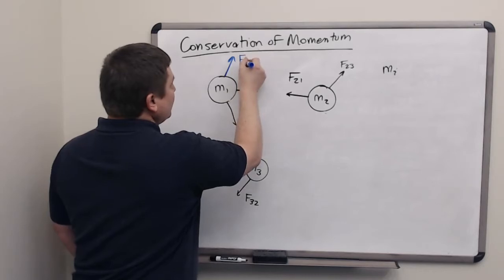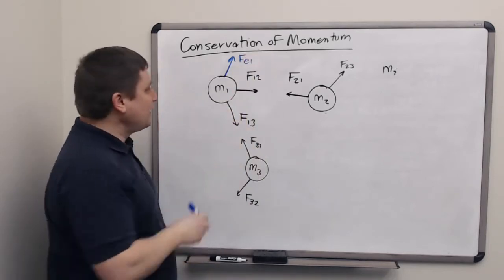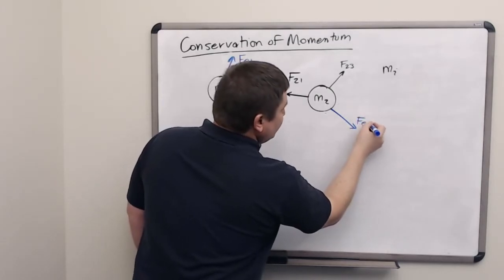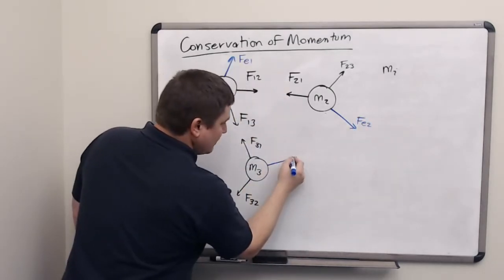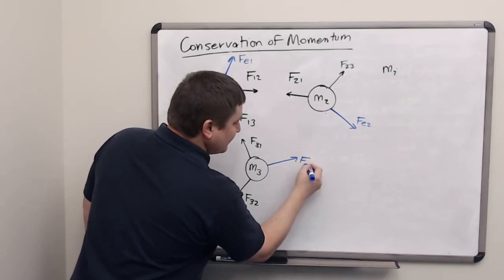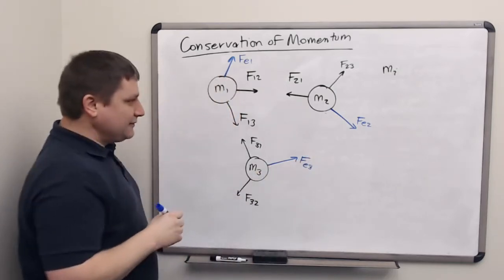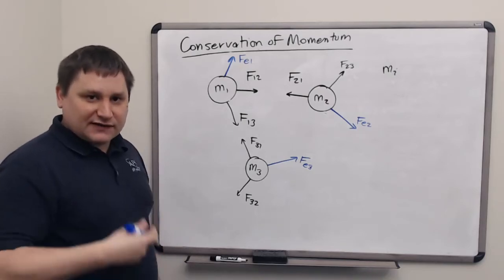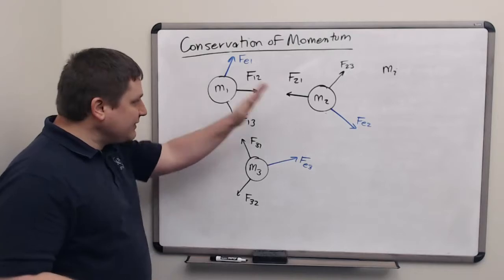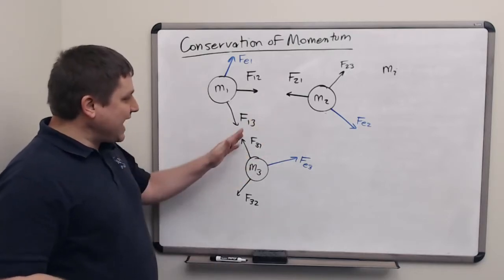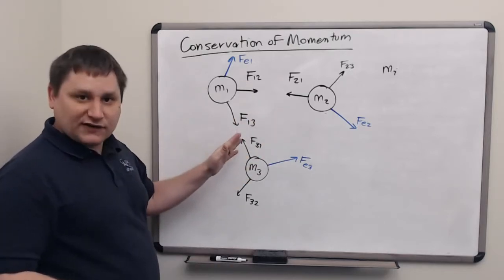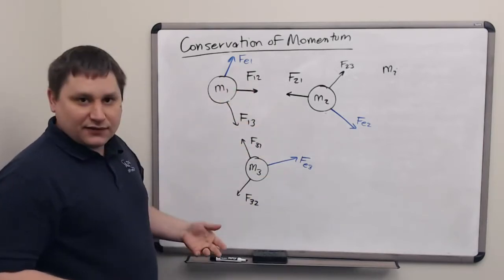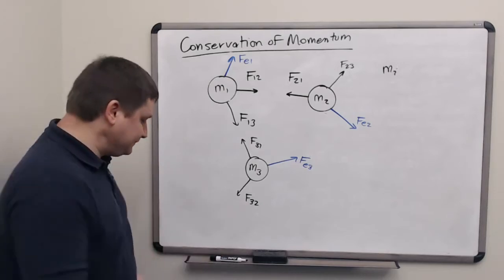So Fe1 will be an external force on object 1. Fe2 is a possible external force on object 2, and Fe3 on object 3. And we want to remember that this could be generalized to an unlimited number of objects. We would just have a series of internal forces with 2 subscripts and a series of external forces with 1 subscript.